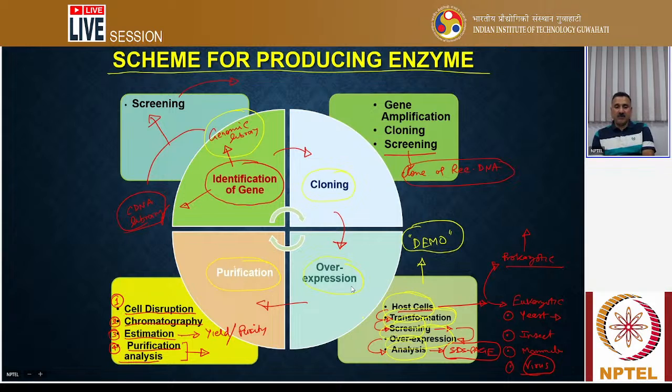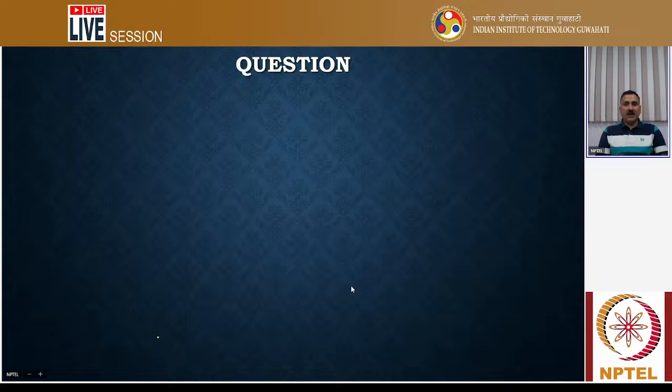And then we also discussed purification: cell disruption, chromatography, estimations, and purification analysis, and so on. This is the place where we have stopped. In our subsequent videos, we are going to cover some more content, like how you can study enzyme kinetics, how you can develop inhibitors, how you can study inhibitor kinetics, how you can identify the mechanism of enzyme inhibition, and so on.